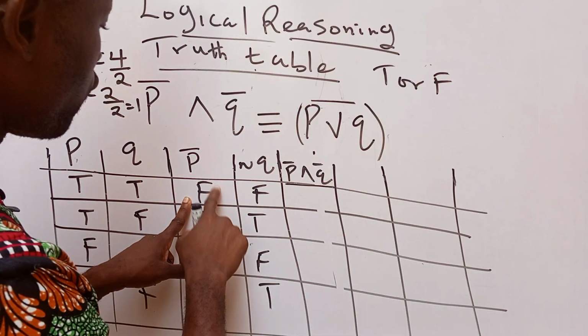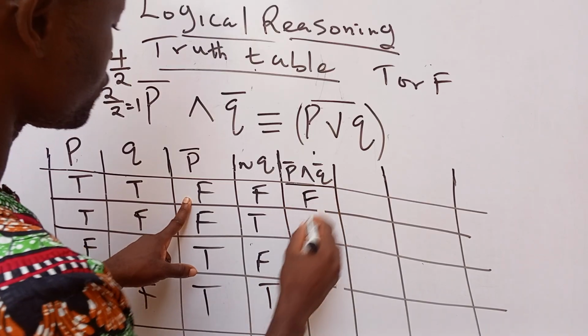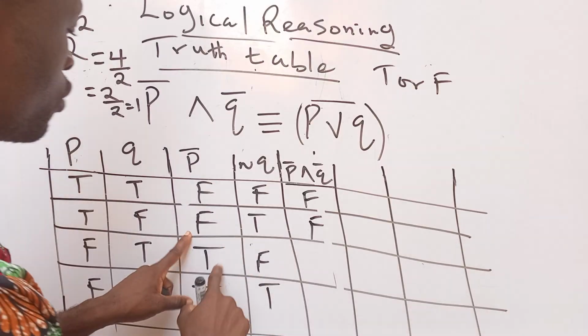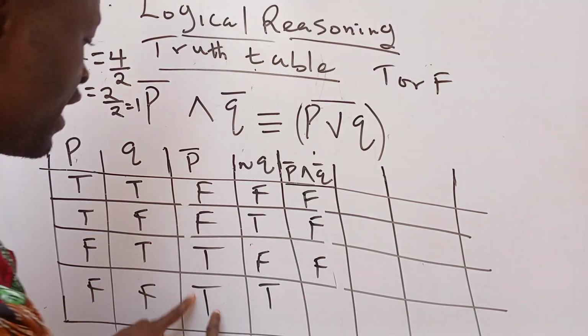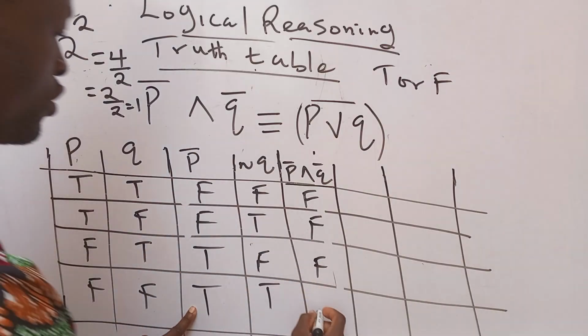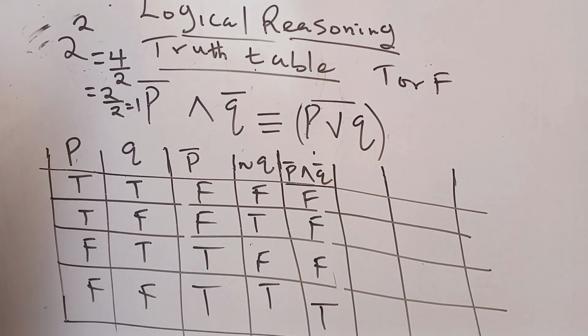For example, false false is false, false true is false using conjunction, true false is false. Then true true, we have seen, using conjunction is true. So that's what you need to know.